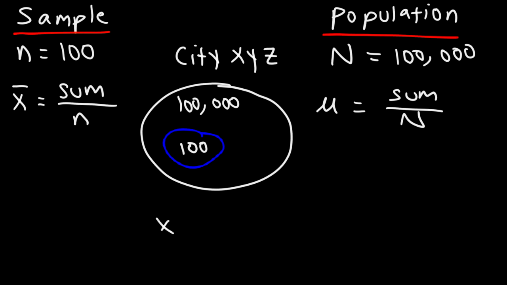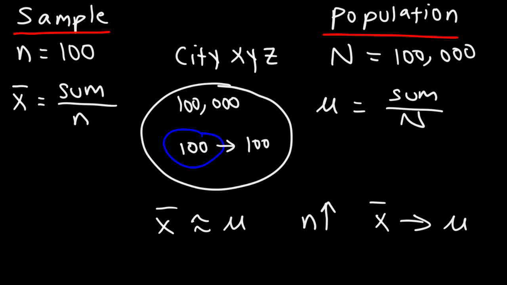Ideally, we want the sample mean to be as close as possible to the population mean. And as we increase the sample size n, the sample mean will approach the population mean. So let's say if we increase the sample size from 100 to 1,000, we can get a better estimate of the population mean. But it's going to be 10 times more work to measure the weight of 1,000 people as opposed to 100. So there's a trade-off. If you want to get a more accurate answer, you need to do more work.